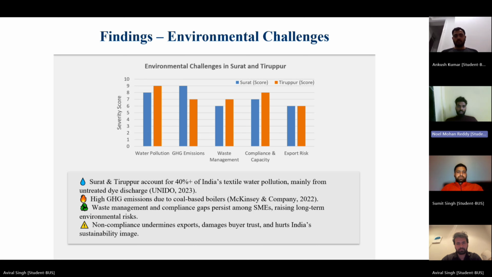Air pollution: most SMEs use outdated coal-fired boilers, which significantly increase carbon emissions. Switching to solar or a gas-based system could reduce GHG emissions by up to 40%.